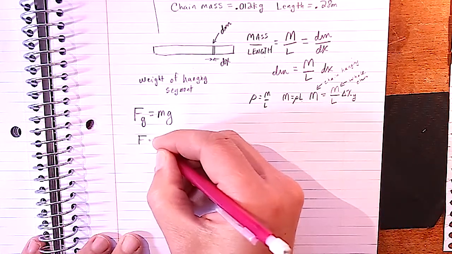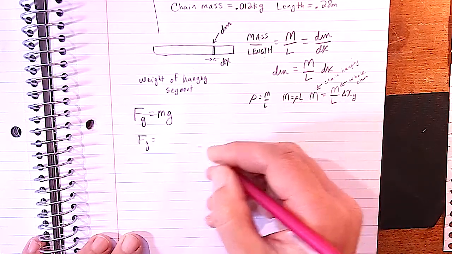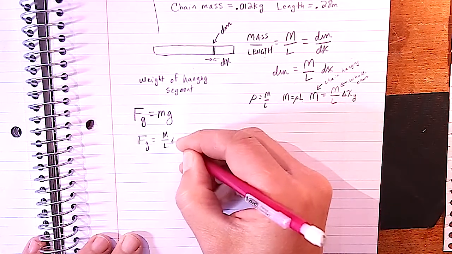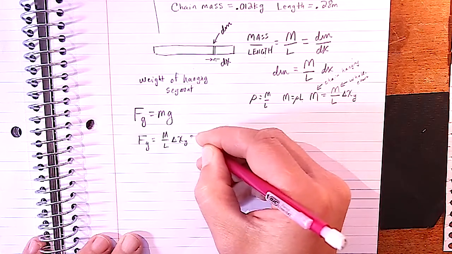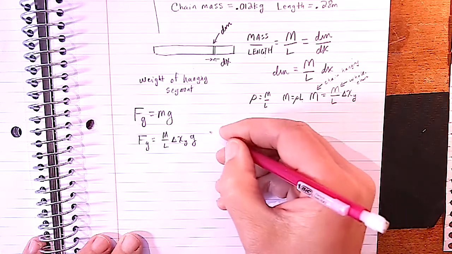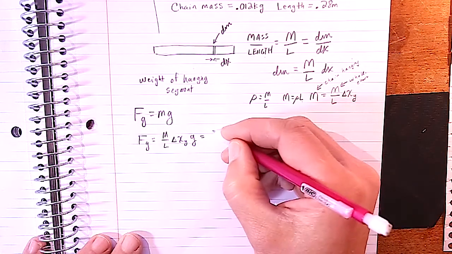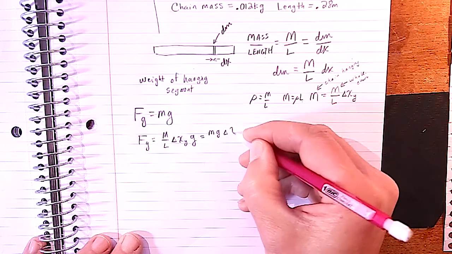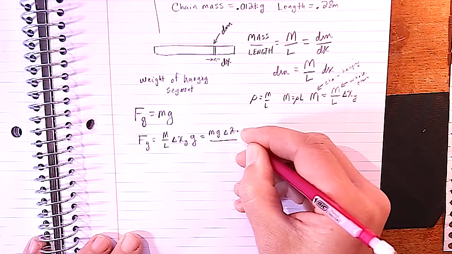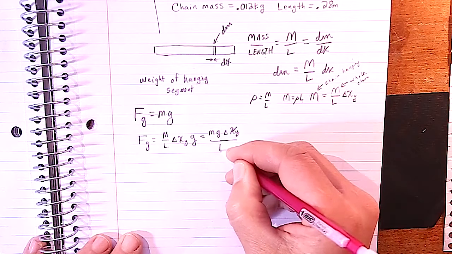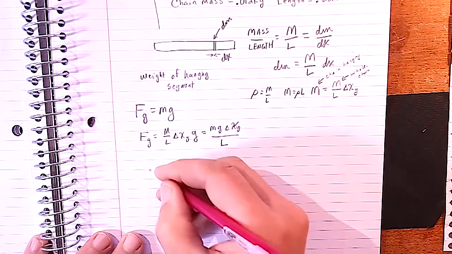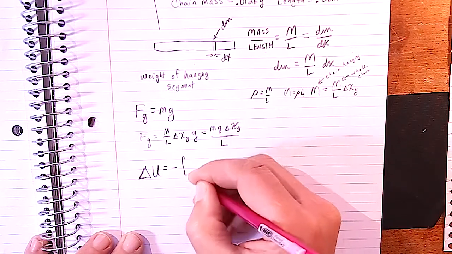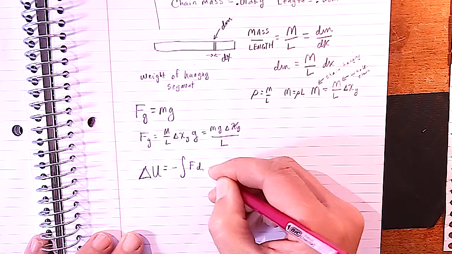So we can just put that in and say Fg is equal to m. And what is that m? It's m over L delta y times g. I'm just going to rearrange that and say mg delta y over L. So now we know that the change in potential energy is equal to negative F dx.